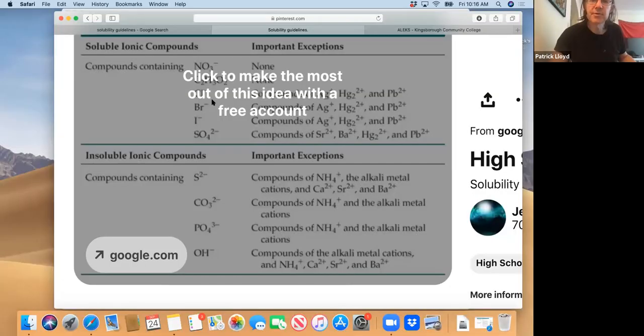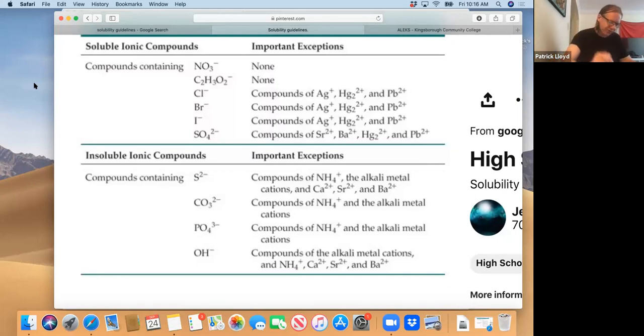Now I can share this. There you go. So there's your sulfate. Sulfate is the last one in the soluble group. What it says is sulfates are soluble unless they're with strontium, barium, mercury 1, or lead 2. Well, we don't have any of those metals in this particular problem, so we don't have to worry about the exception. That tells us the sulfate is going to be soluble.